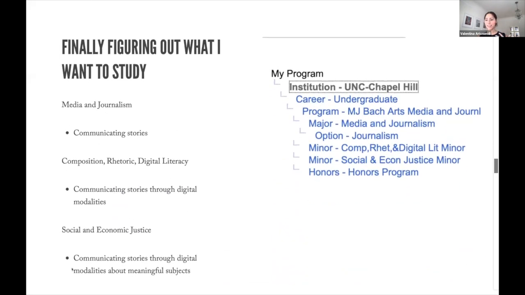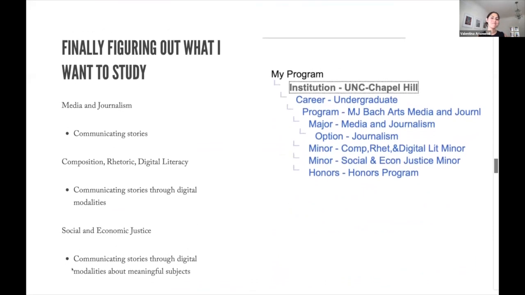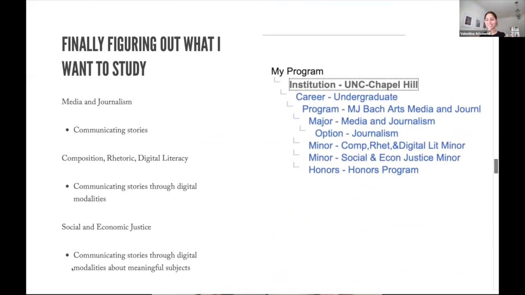This led me to finally figure out what I wanted to study. It wasn't until 3 years in that I figured this out, but I was majoring in journalism to be able to communicate those stories. And then I was minoring in digital literacy because I wanted to communicate stories through digital modalities. And then I tacked on this other minor, social and economic justice, because I was trying to communicate stories through digital modalities about meaningful subjects.